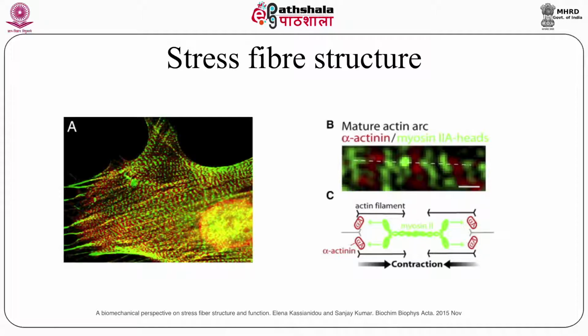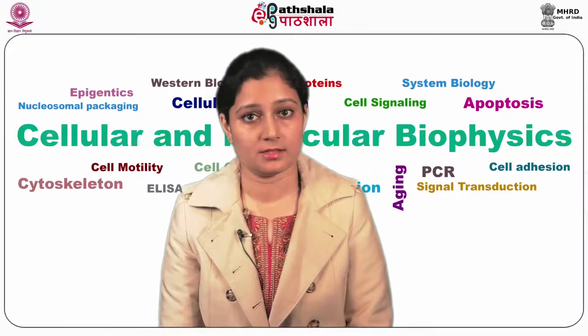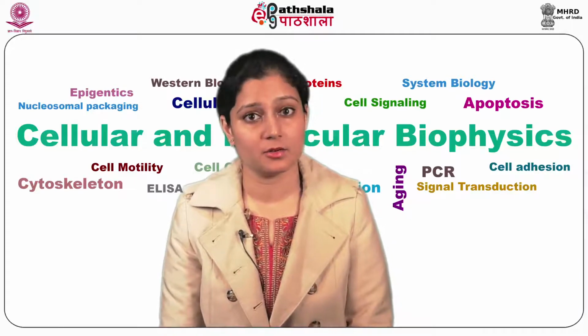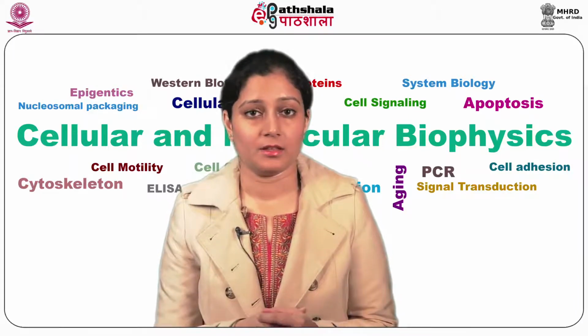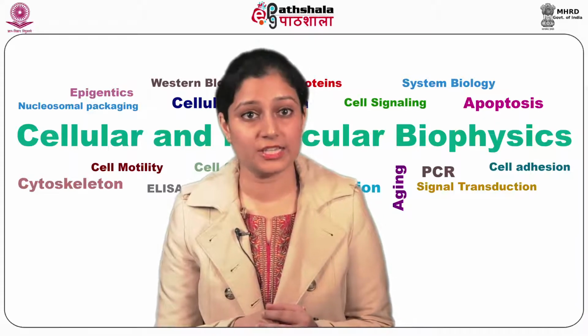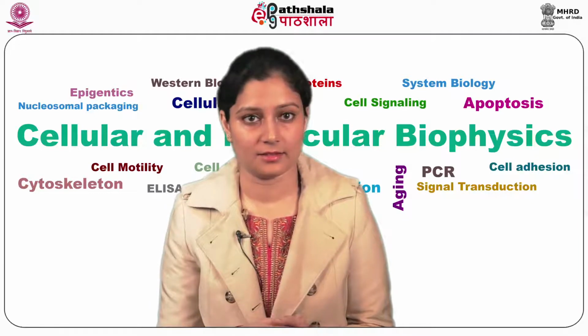The three key components of stress fibers are actin filaments, myosin protein, as well as actin binding proteins such as alpha actinin. Let us study the structure of stress fibers in detail. The actin filaments have an inherent polarity with a plus or the barbed end and a minus or a pointed end. There are two forms of actin, that is the monomeric or globular G actin and the polymeric filaments known as F actin or filamentous actin.